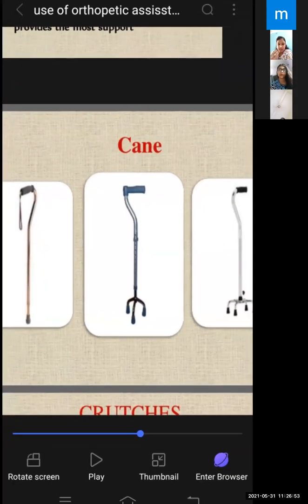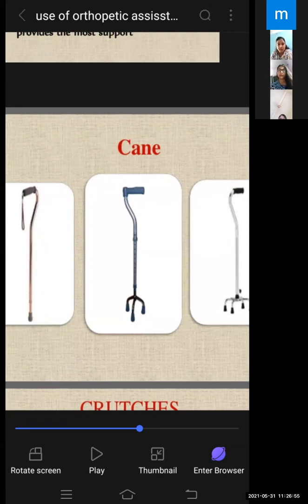This is the cane, one of the orthopedic devices. It is mostly useful for the hand, using only the hand, for those who have a foot ulcer or foot amputation. Before, all the crutches were used as auxiliary by using both hands, but canes are useful only for one hand.